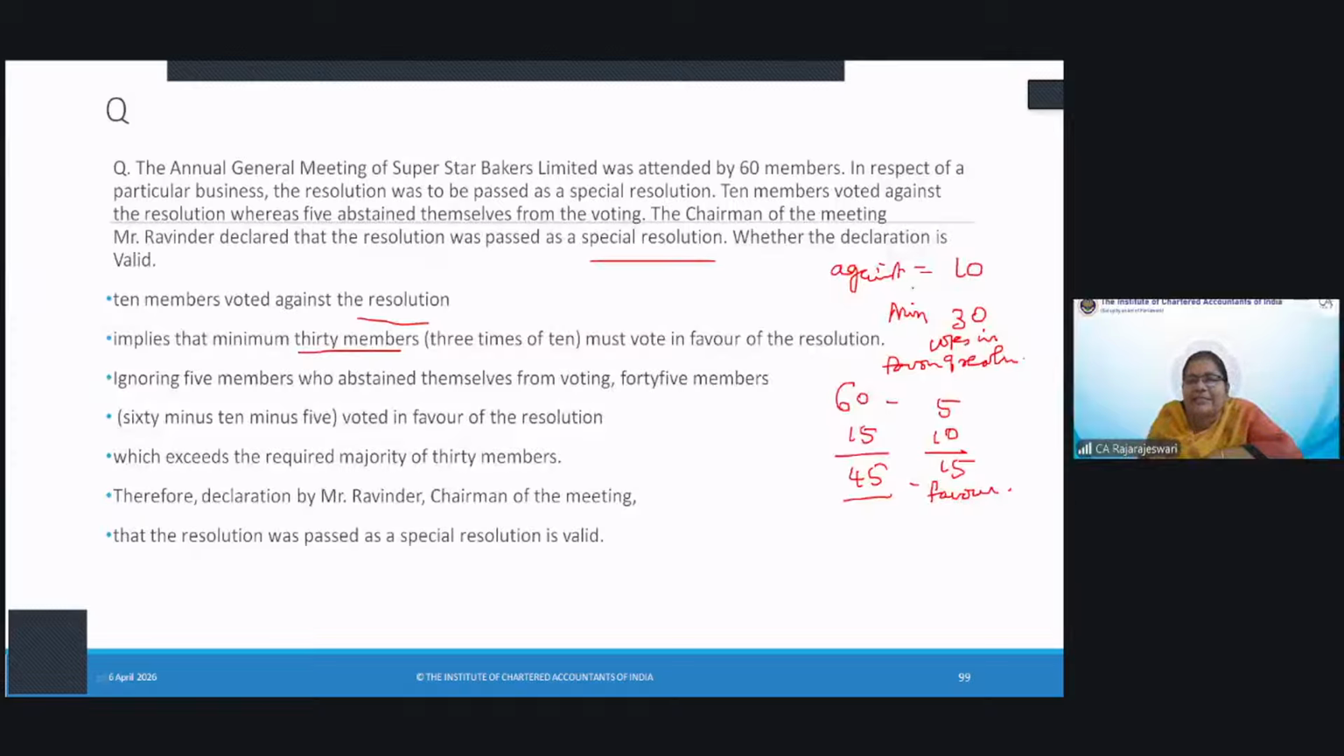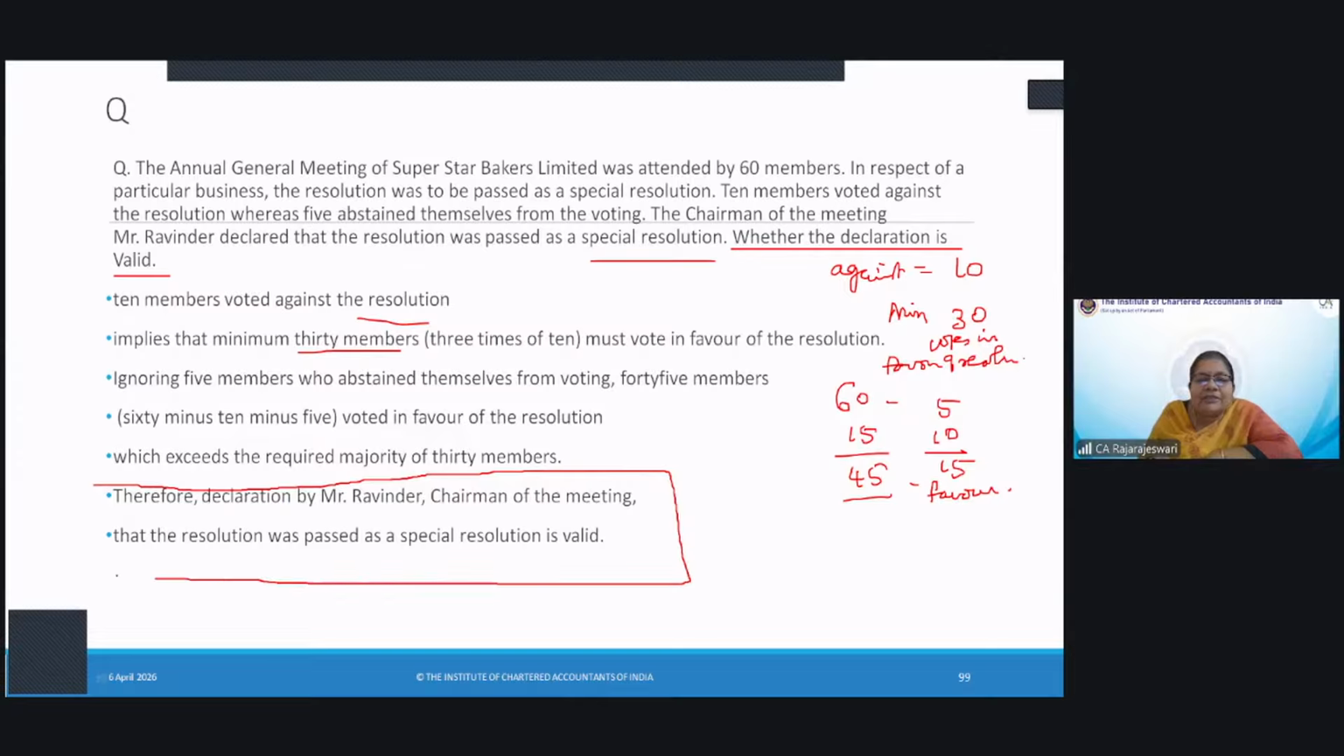See, when you get a question like that, the question is whether the declaration is valid. You have to give the declaration, therefore, you read this last paragraph. This you have to write to get the marks. Because the question is not asking you the procedure or the demonstration. It is asking you whether the declaration is valid. So this is the question.